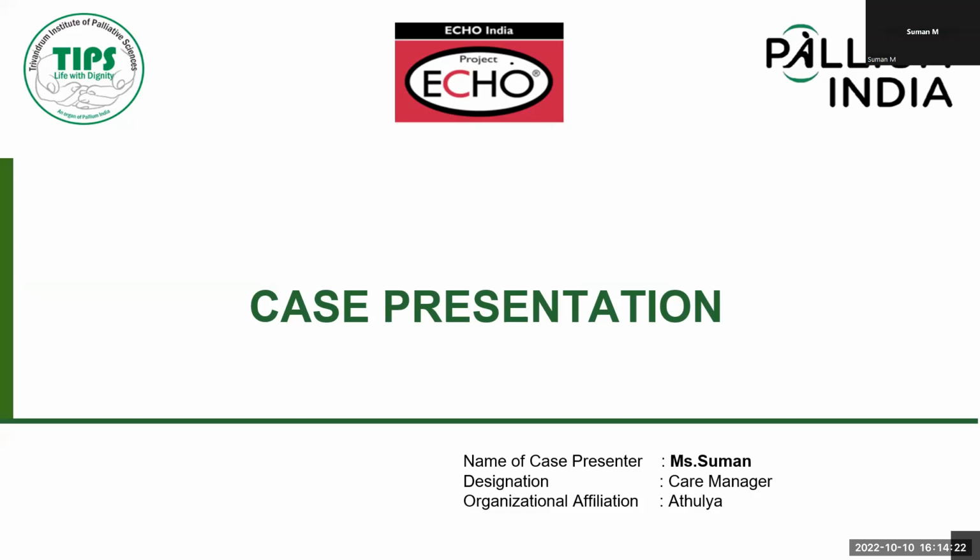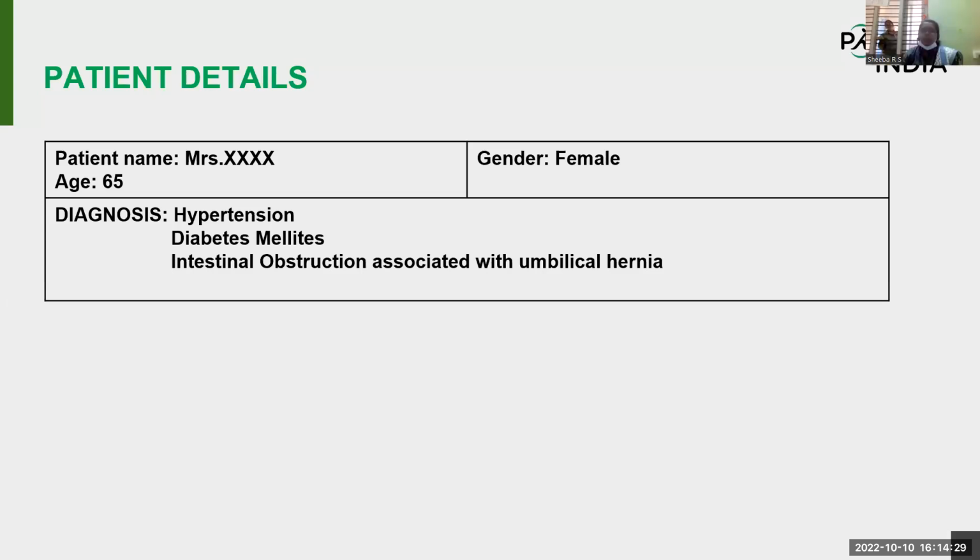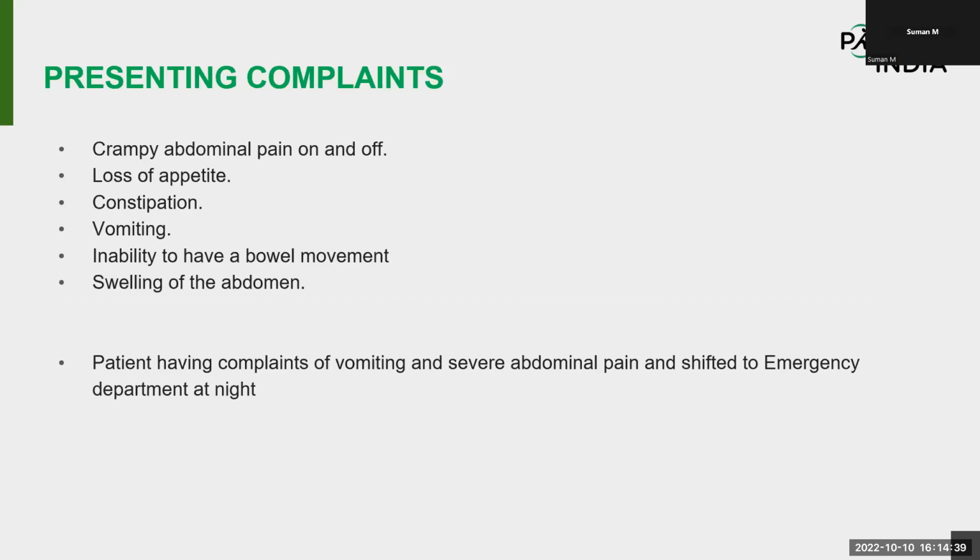Suman will be presenting a patient story. Good evening, ma'am. Today I am presenting patient Mrs. X, 65 years, female. Diagnosis was hypertension, diabetes mellitus, intestinal obstruction associated with umbilical hernia. Presenting complaints: cramping abdominal pain on and off, loss of appetite, constipation, vomiting, inability to have a bowel movement, swelling of the abdomen. Patient complained of vomiting and severe abdominal pain and was shifted to the ER department at night time.